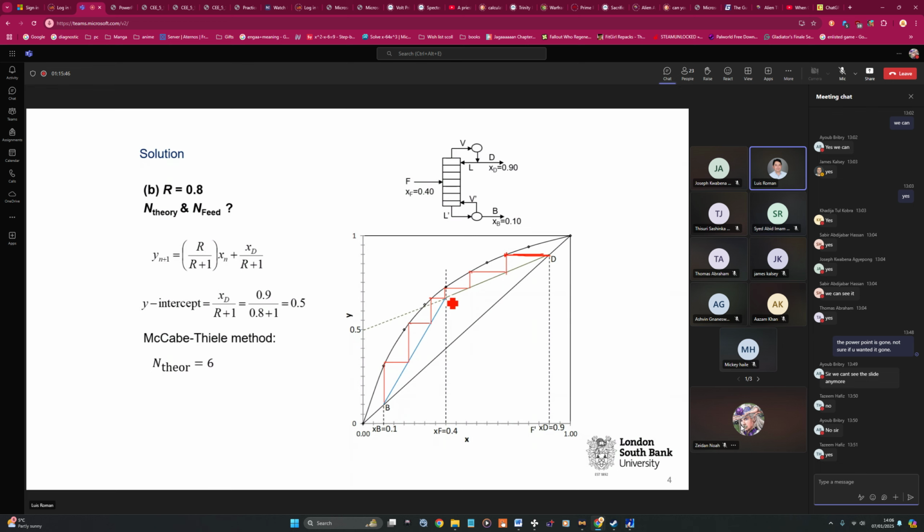The feed plate is the plate that is above the intersection of both operating lines. This is the intersection, so this plate is above that intersection, so this will be the feed plate. The feed plate is the third plate, counting from the top. You always have to specify counting from where, from the top or from the bottom. So we have 6 theoretical stages, minus 1, which is the reboiler. You have 5 plates.